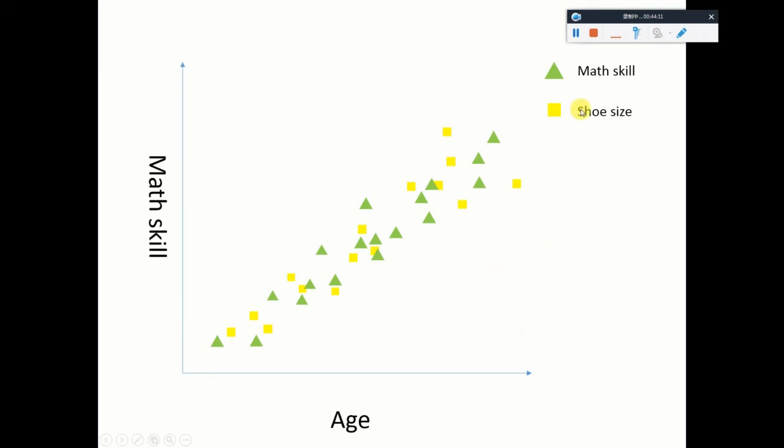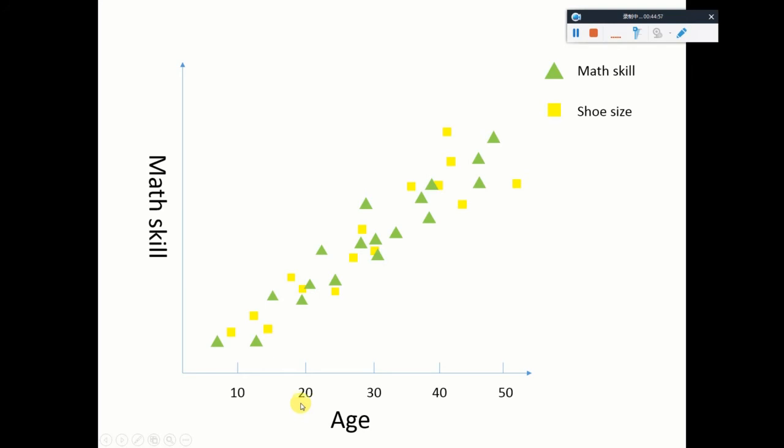What I did here is I rearranged this coordinate so that I keep math skill here, but I replace shoe size with age on the x-axis, because our goal is to examine whether at each level of age, age of 10, age of 20, age of 30, age of 40, age of 50, at every value of age, the correlation between math skill, the triangles, and shoe size, the yellow squares, still is positive.